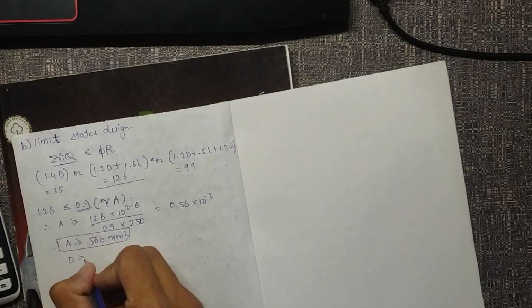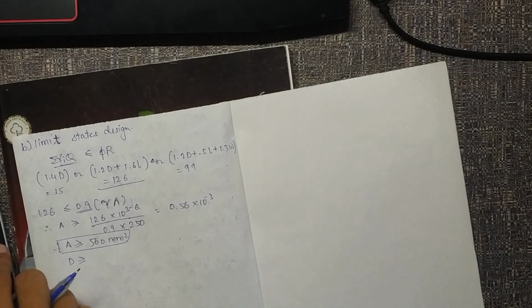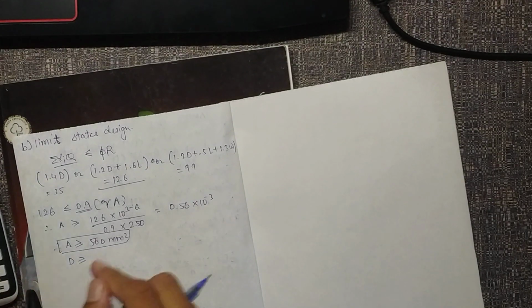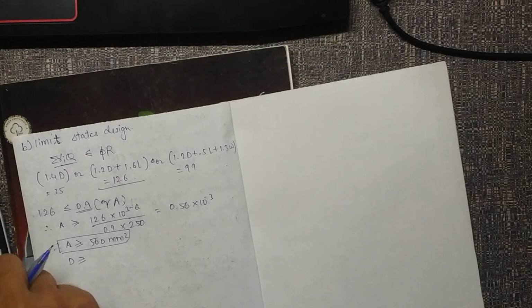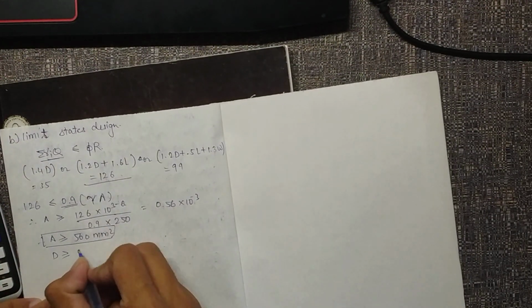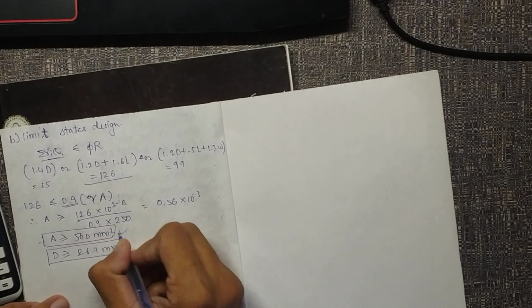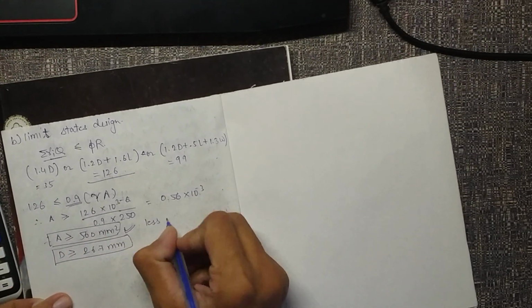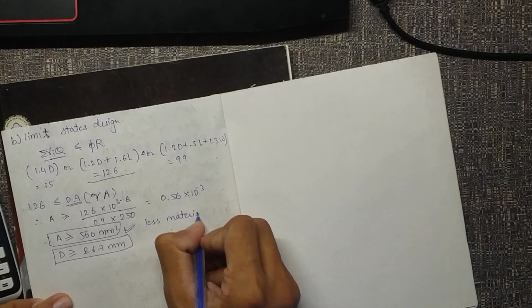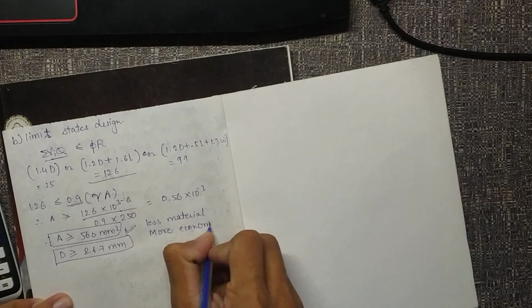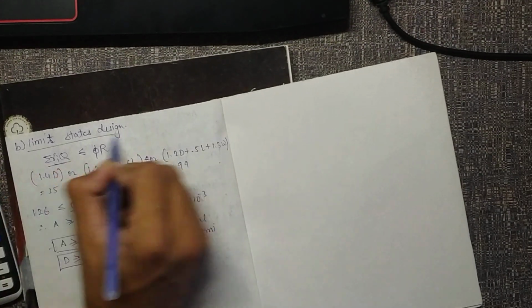The diameter should be greater than or equal to 560 into 4 by pi, square root of the answer. Sorry, this is 26.7 mm. So obviously we are using less material, therefore more economical. So limit states design is more economical.